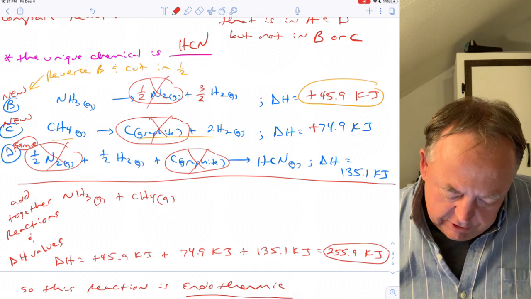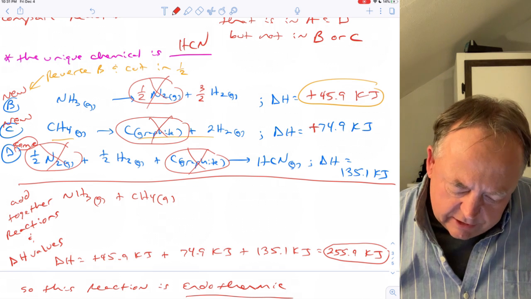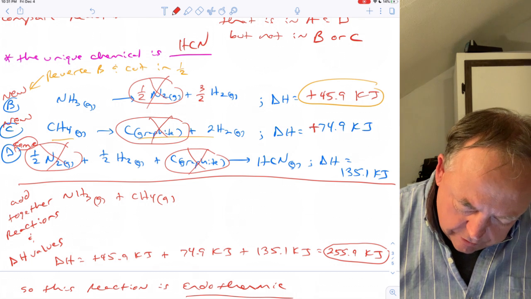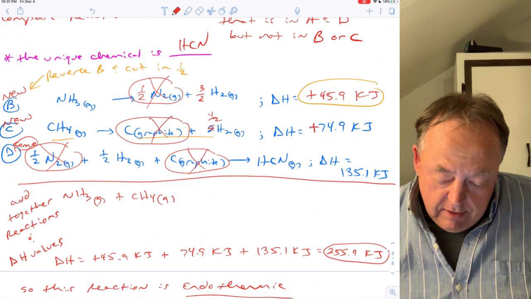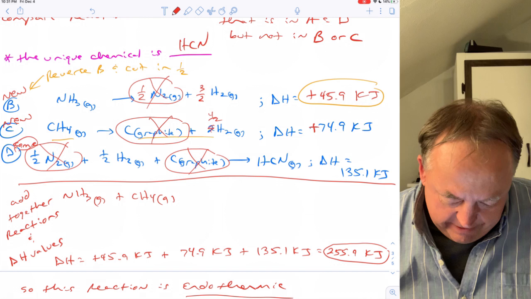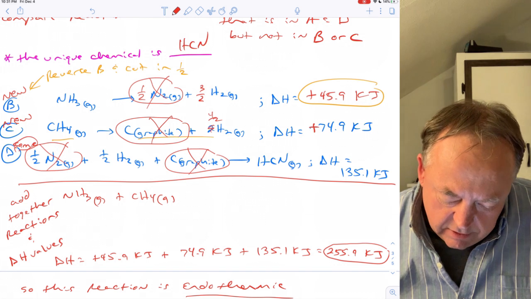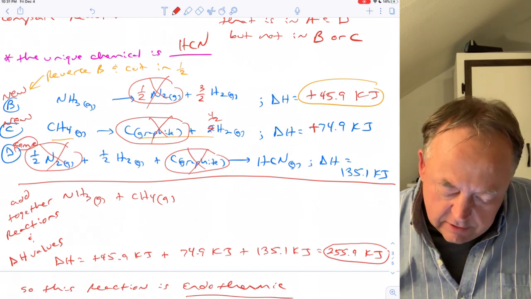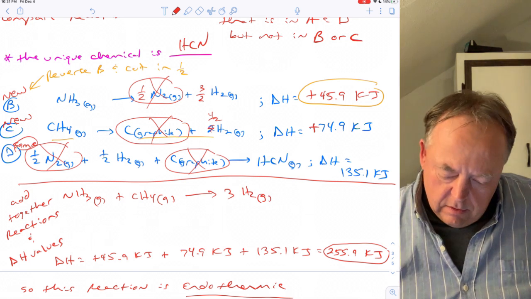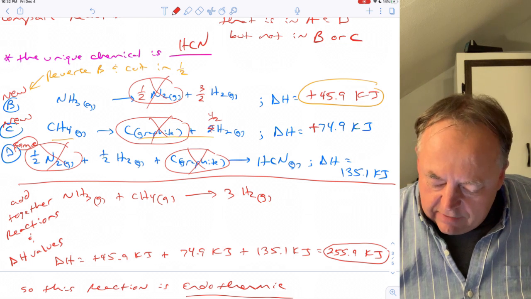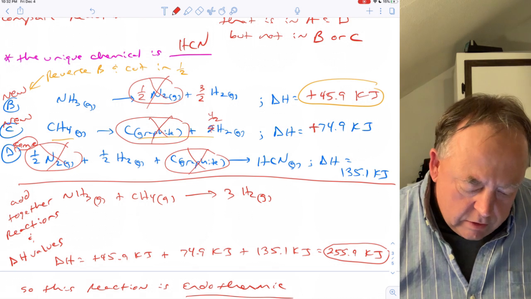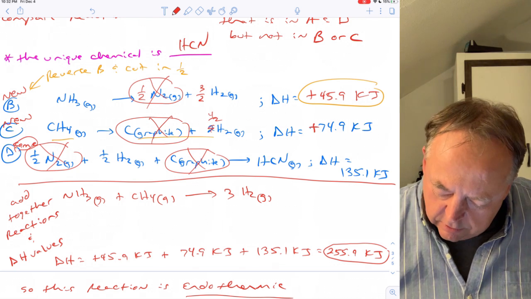Let's see, how about H2? So there's 3 halves H2 on the right. In B, there's 2, so that would be 4 halves, right? On the right in C, and there's 1 half on the left in D. So we have 7 halves minus 1 half, so 6 halves, so that would be 3 H2 gas, right? And then HCN, HCN is only in D, there's no HCN in B or C to cancel it, so the HCN remains.